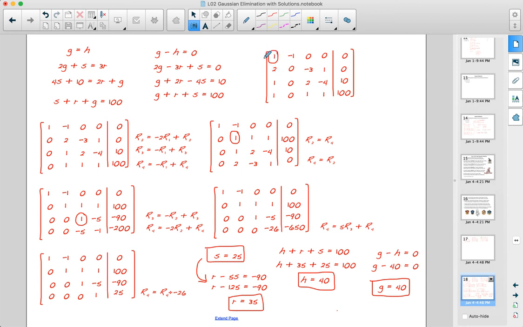So we've used this pivot right here to zero out the elements below it. And what we now need is I need a pivot.